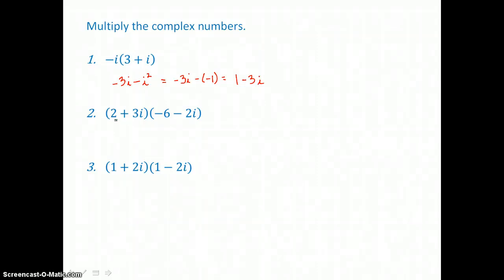Distributing again, 2 times negative 6 is negative 12. 2 times negative 2i is negative 4i. And starting over with 3i times negative 6 is negative 18i.